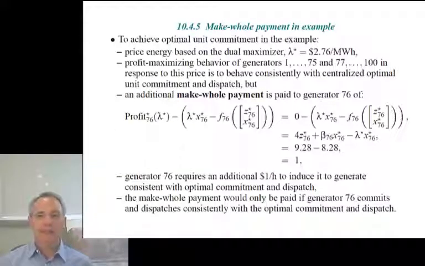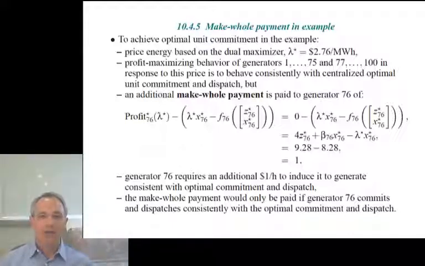So let's look at the case in the example. To achieve optimal unit commitment in the example, we'll price the energy based on the dual maximizer. That would be lambda star equal 2.76. Profit maximizing behavior of generators 1 through 75 and 77 through 100 in response to this price is completely consistent with centralized optimal unit commitment and dispatch. So we don't need to pay any of those generators any make-whole payment.